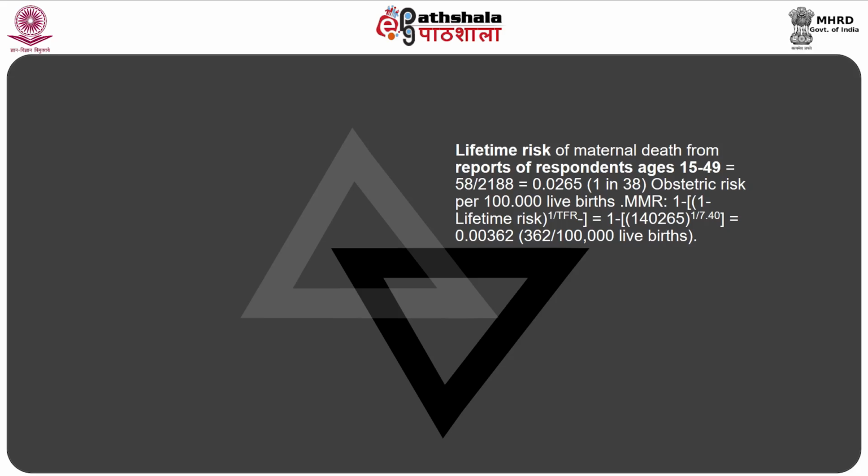MMR equals 1 minus lifetime risk whole to the power of 1 by TFR, that is equal to 1 minus 0.0265 whole to the power of 1 by 7.40 equals 0.00362, that is 362 per 100,000 live births.